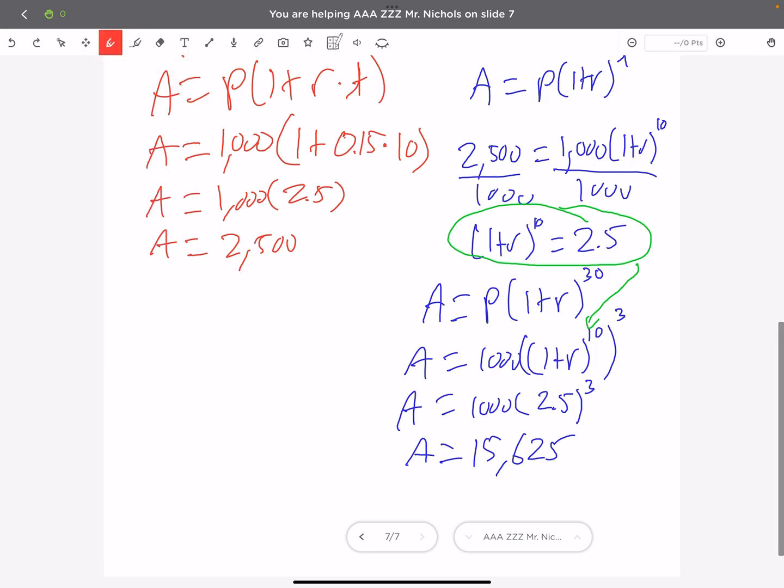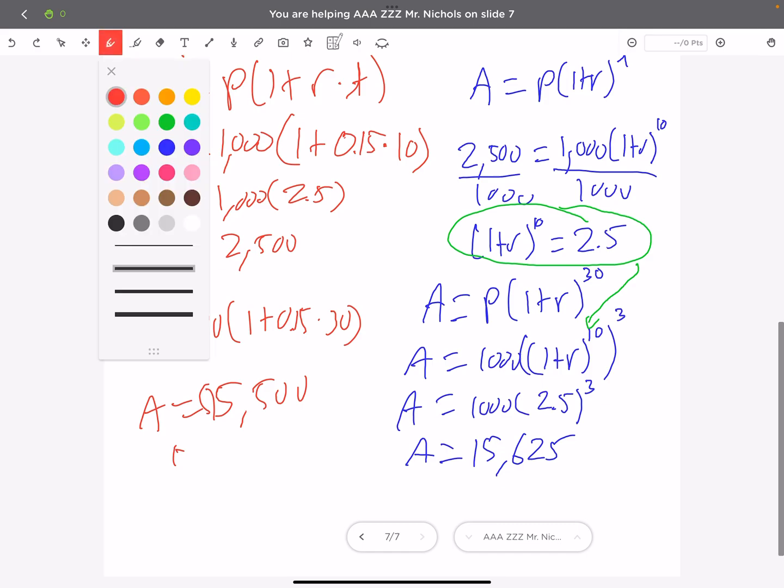So then the rest is quite simple. We just use our simple interest because we also need to know what this amount is going to be in 30 years. That's 1,000 times 1 plus 0.15 times 30. Type that in your calculator and you get $5,500.